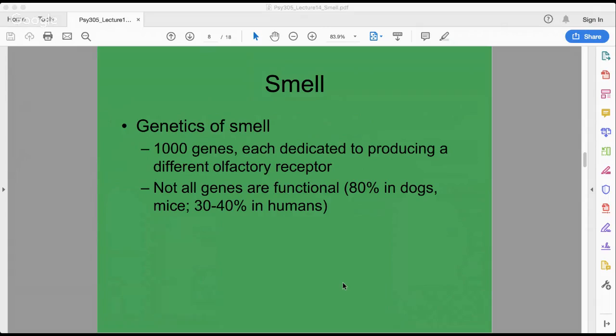So in dogs and mice, about 20% of those receptors, those genes, are pseudogenes, which means about 80% are functional. In humans, though, between 60 and 70% are pseudogenes. Each person has a different number of pseudogenes, resulting in individual differences in sensitivity to smells. There may be an evolutionary trade-off between vision and olfaction then.